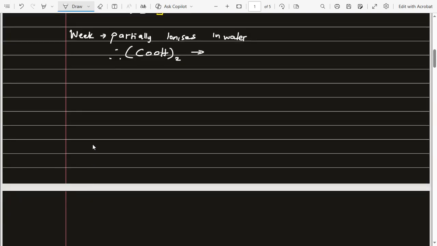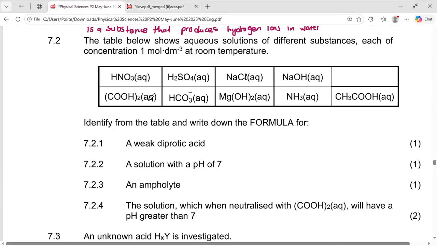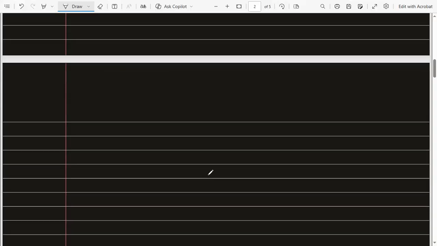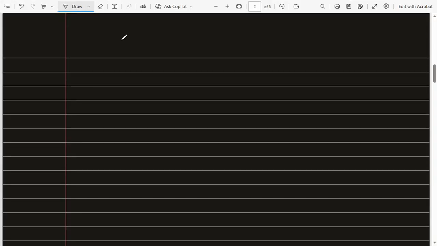Let's move to 7.2.2. The next one says a solution that has a pH of 7. Okay, I'm just going to start this down here. Step 1, I need you to recall the pH scale. For 7.2.2, recall the pH scale. The pH scale goes like this. I'm going to give you the pH and the meaning of that pH.